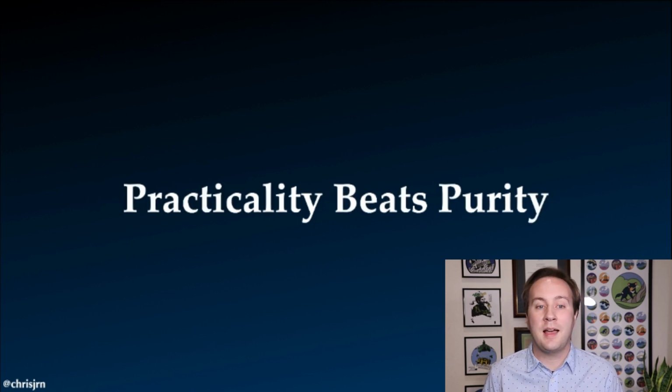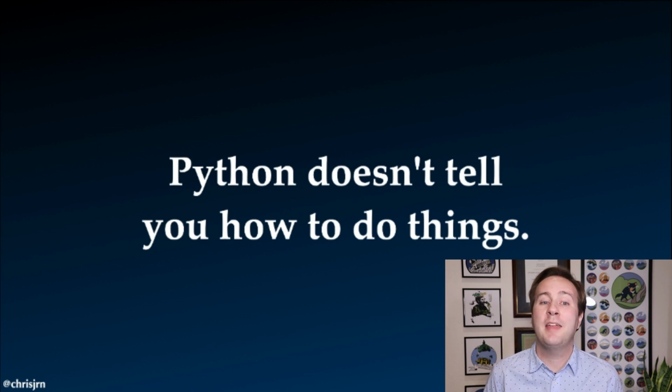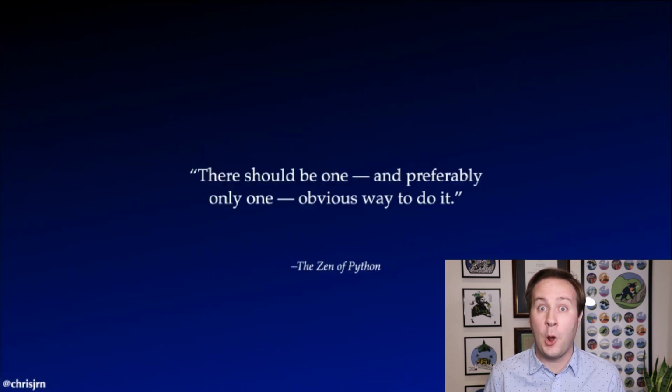So Python design decisions value simplicity, explicitness, and a whole bunch of other things, but it also values practicality. And this is a real factor in design decisions, but it acknowledges that not every design problem fits into rules. Or put another way, Python doesn't tell you how to do things. But the Zen of Python also talks about being able to do things. And it says there should be one, and preferably only one, obvious way to do it.